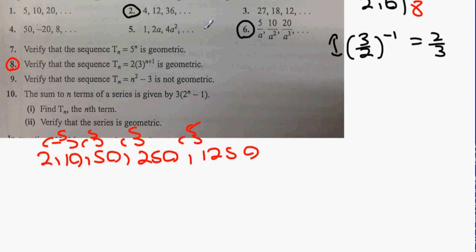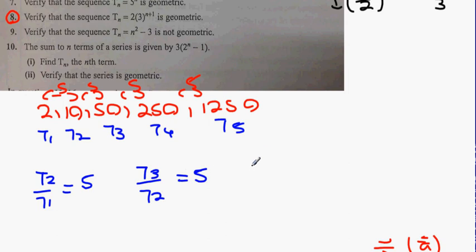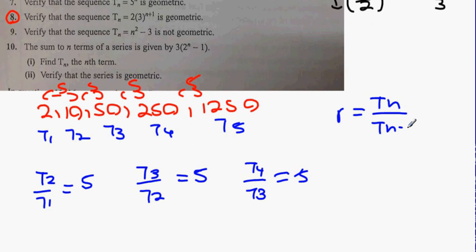Now, we know that this one here is T1, T2, T3, T4, T5. Now, what we need to do with this is, if you take T2 divided by T1, it gives you 5. T3 divided by T2 also gives you 5. And T4 divided by T3 also gives you 5. So we can see that these are always equal to each other, okay? We can see that the multiplication amount, or the R value, is always Tn divided by Tn minus 1. Now, to verify that a sequence is geometric, what we can do is put the old T divided by the new T.